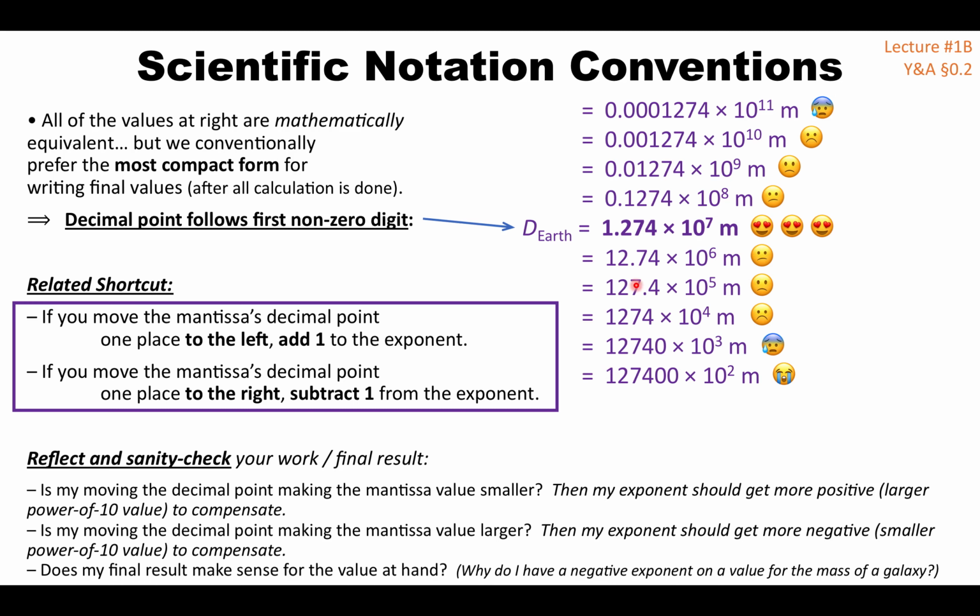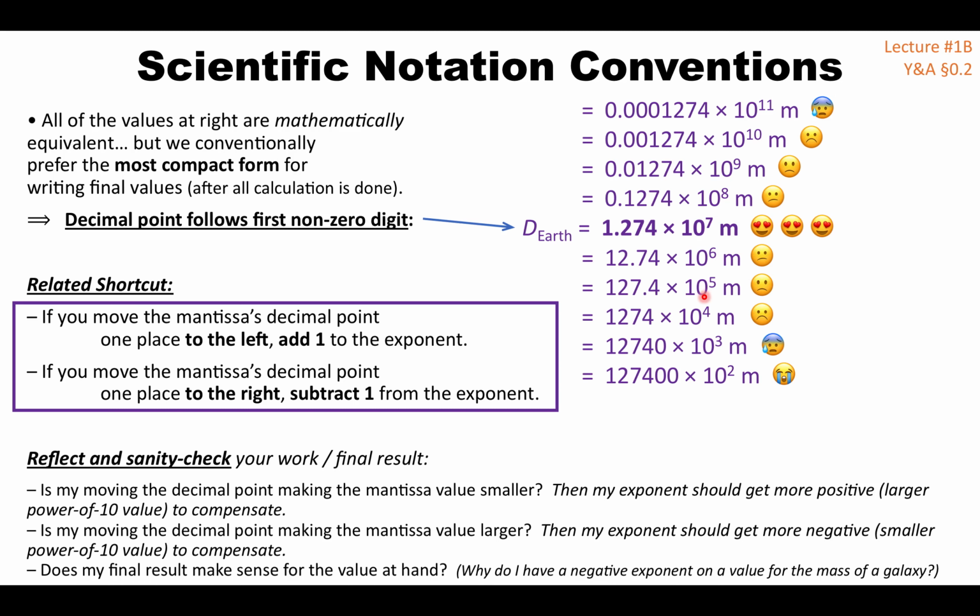Notice that mathematically, or to a computer or to a mathematician, numerically all of these are exactly the same. In other words, to a computer, 1.274 times 10 million is exactly mathematically equivalent to 12.74 times 1 million, or 127.4 times 100,000.